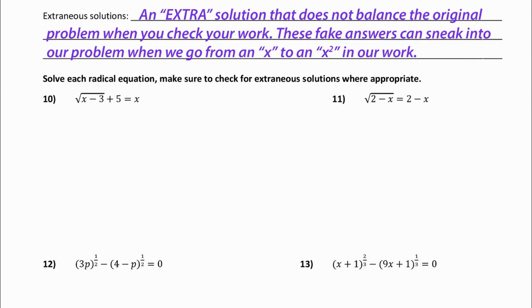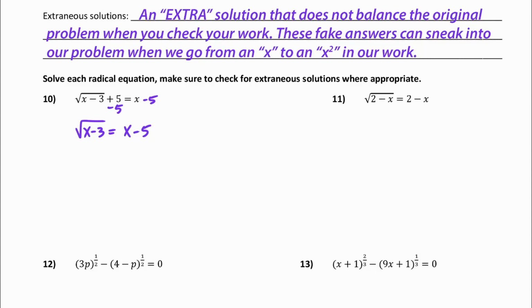So we're going to see here in a second, this brings back all sorts of stuff from earlier in the year. If I go ahead and look at 10, the goal here is still to isolate that square root. Okay, you want to get square roots by themselves on their own side. That way you can get rid of them. And so the 5 is really bugging us. So I'm going to subtract 5 from both sides. And I get the square root of x minus 3 equals x minus 5.